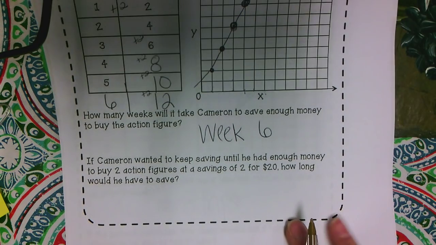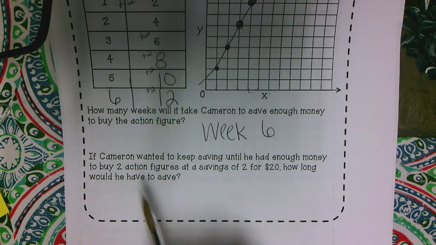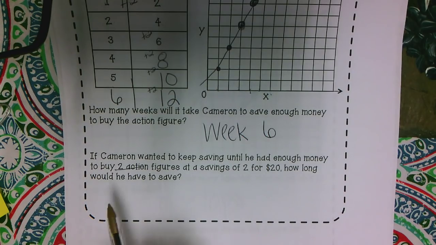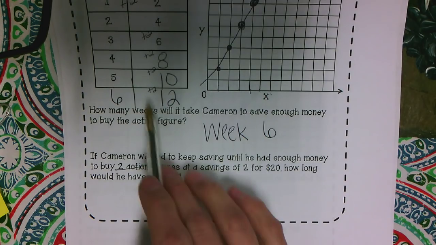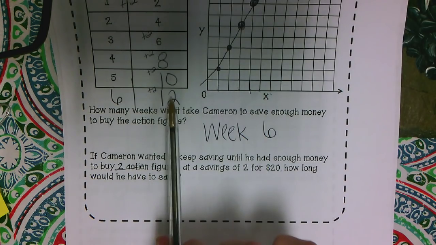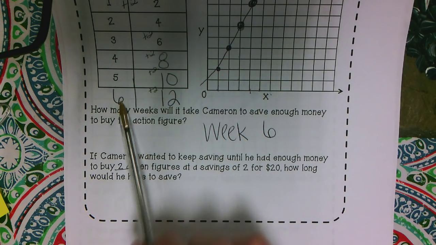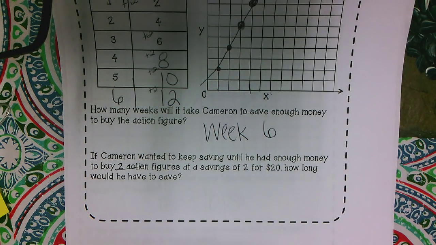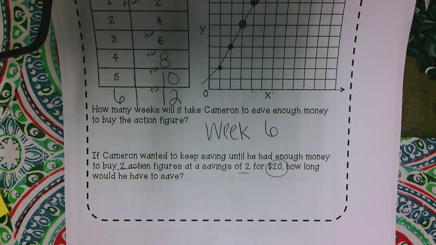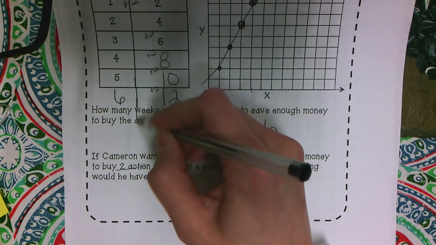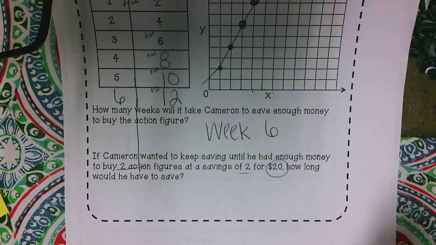If Cameron wanted to keep saving until he had enough money to buy 2 action figures at a savings of $2 for $20, how long would he have to save? Well, if he can save $12 in 6 weeks, we need to figure out how many weeks it would take him to get that $20 if he's still going to save $2. So all we would have to do, again, is continue our pattern and just keep going.